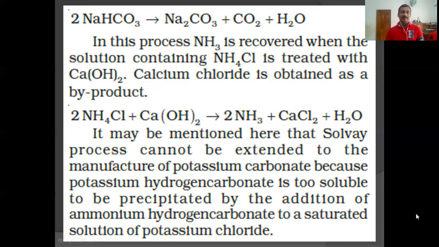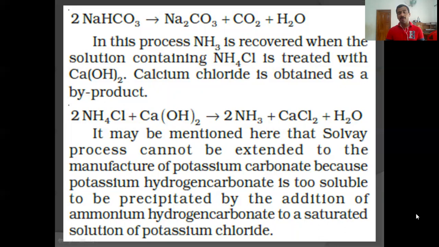This calcium hydroxide we can produce from calcium carbonate. When calcium carbonate is heated, we get calcium oxide and carbon dioxide. That carbon dioxide can be used for the production of sodium bicarbonate, since we have to pass carbon dioxide into the ammoniated brine solution. The calcium oxide, when mixed with water, produces calcium hydroxide. So NH4Cl plus calcium hydroxide gives NH3 plus calcium chloride plus H2O.